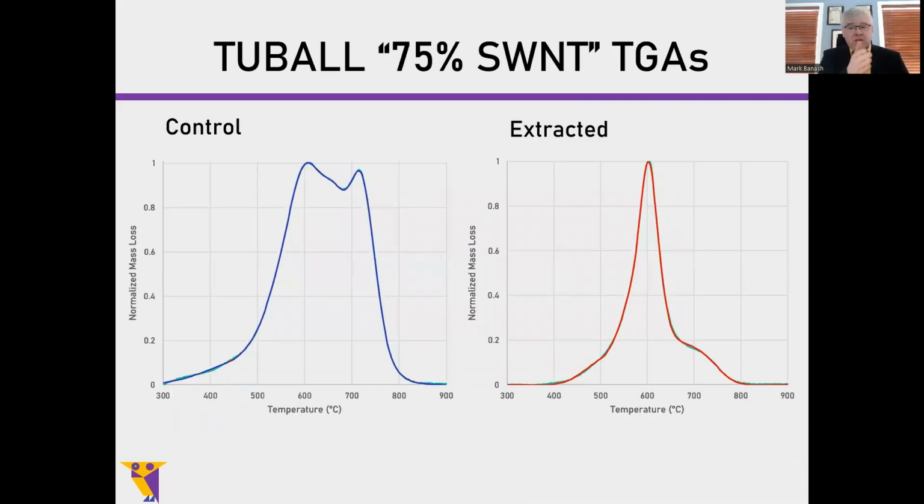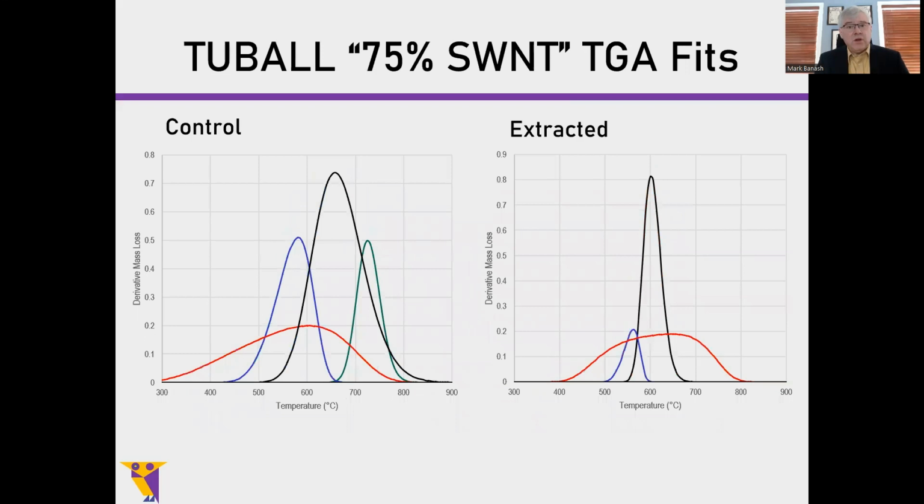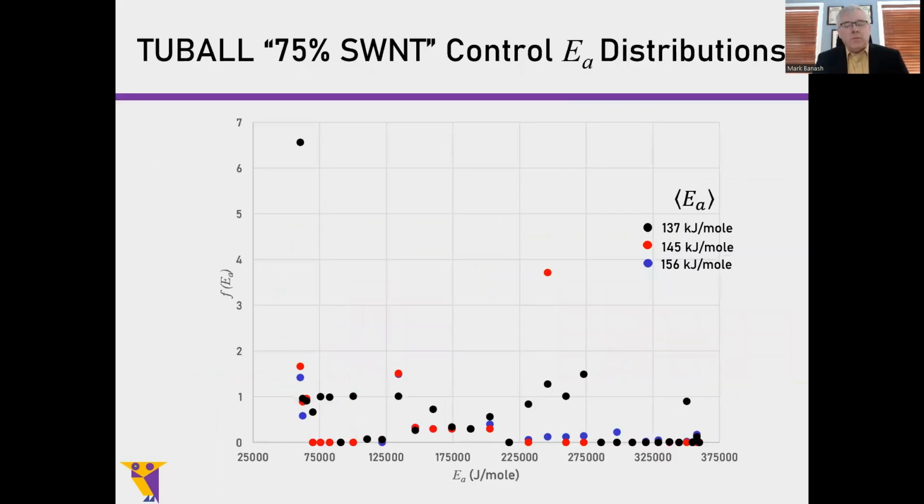And if you run the TGAs on the control and the extracted material, you'll see that the shape changes considerably, as does what you find when you start extracting what's underneath of those using Fraser-Suzuki functions. Again, the control and the extracted, you see that one component seems to go away in the extracted. I don't know what it is, but I can tell you something that's very interesting about it. Here's the control. This is what was provided. This is what you get out of the jar. And if you put it in the TGA, this is what you get.